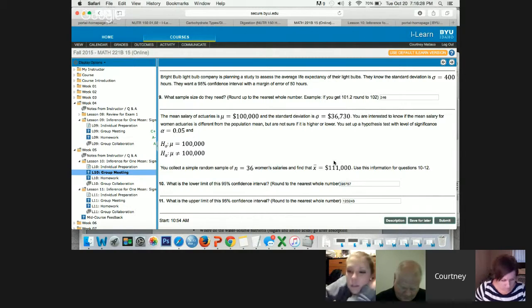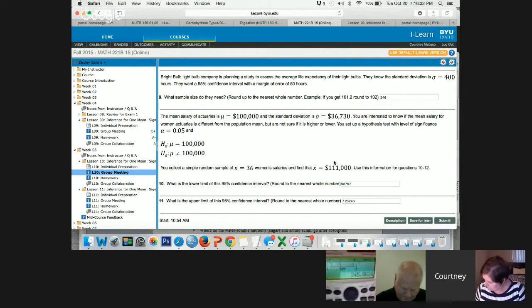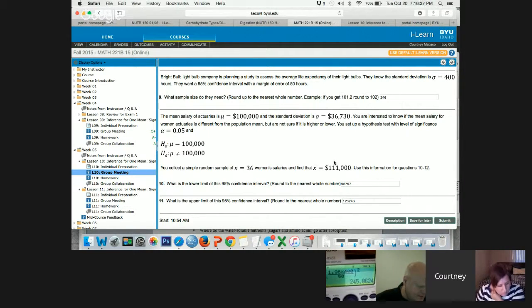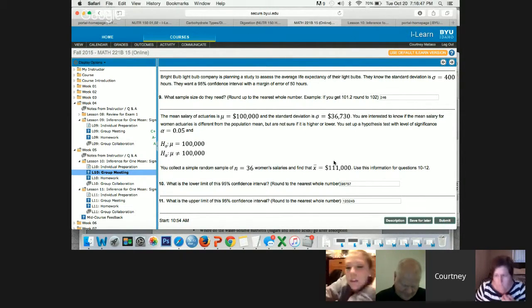Did they give us an equation for finding that n? Or did you just solve for n? It's n equals z multiplied by standard deviation divided by m, all of that squared. Yeah, I just had a tutor and they showed me how to do that, because I didn't see the equation in our reading. It was towards the bottom of the thing.